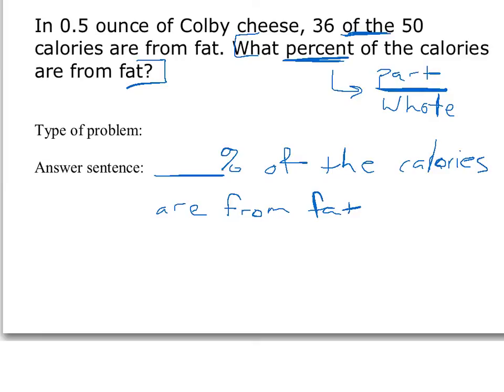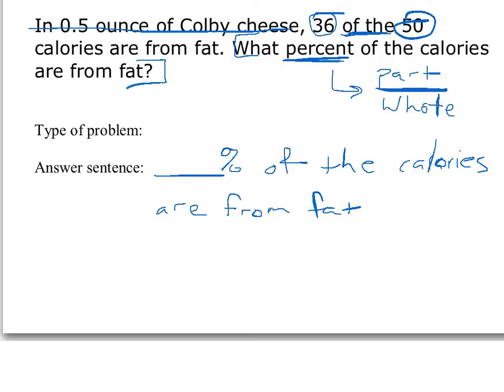So the part. Okay, so I think the part is the coffee cheese. What value is the part? Oh, the value. What value is the part? I would say the 36. 36 is part of how many? What's the whole? 50. Of 50. That's it. So what that tells us is that this 0.5 ounces is not important.